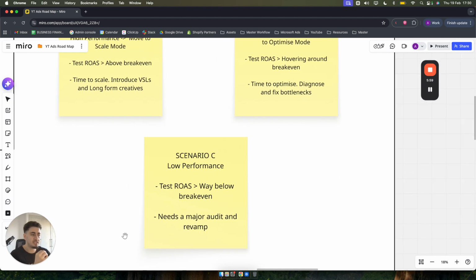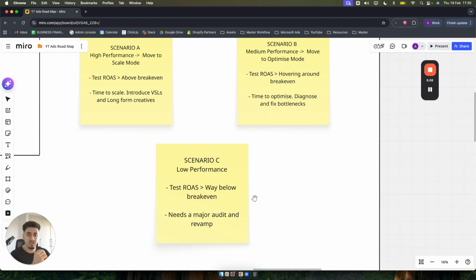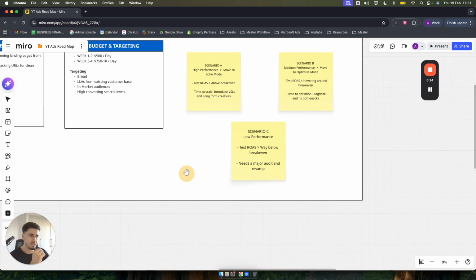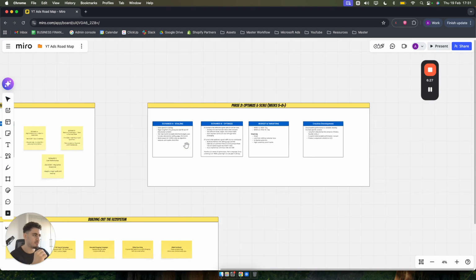And then scenario C is just low performance. So you're just like severely unprofitable. This just needs a major audit and a major revamp, right? So really just look at the data and really understand, like, A, is my product really dialed in for YouTube? B, understand, like, again, similar to scenario B, where is the drop off, right? What's happening? And you can watch my previous video as well. I do go deep into like revamping and going into the data. So that is phase 1, right?